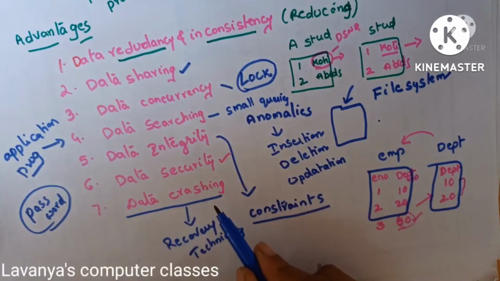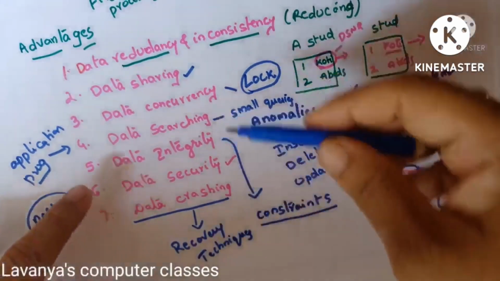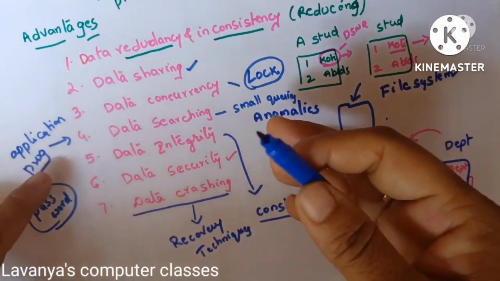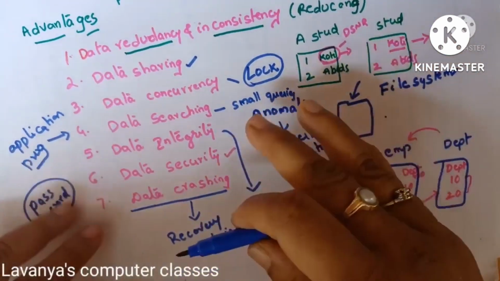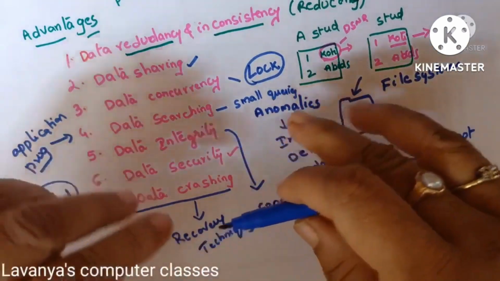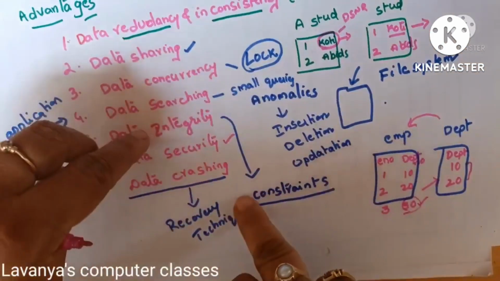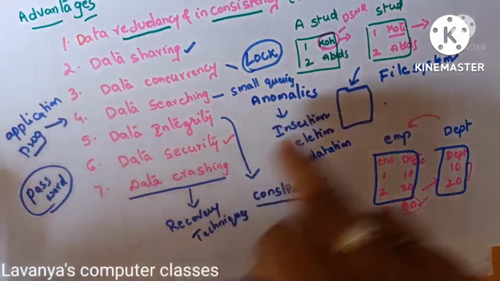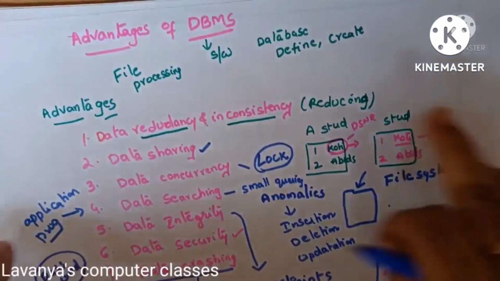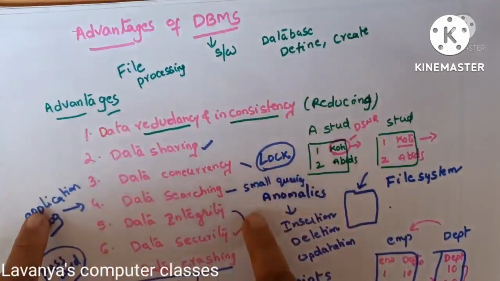If at any time data is lost because of any problems, either accidental or unavoidable accidents, immediately it is possible to get the information back. Using recovery techniques, we can easily recover your database. So these all are the advantages of DBMS, and these are also disadvantages of the file processing system.